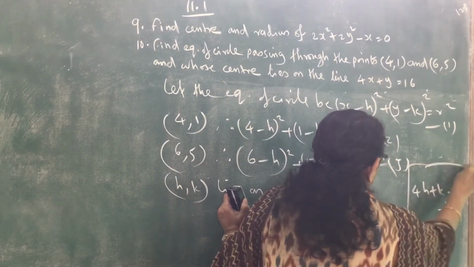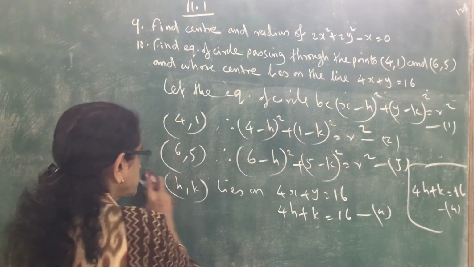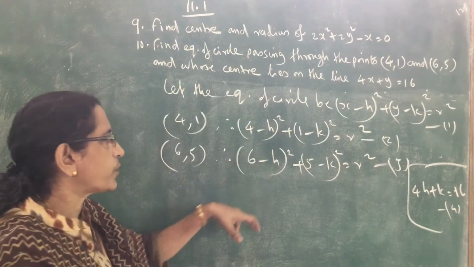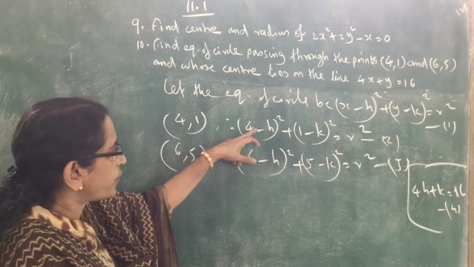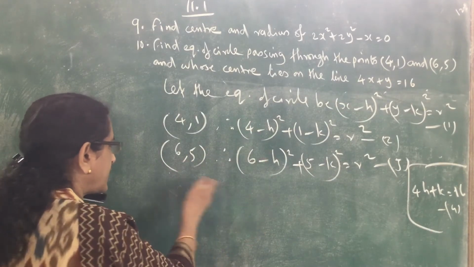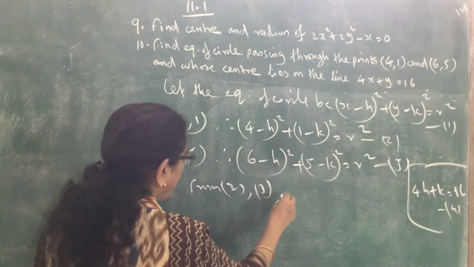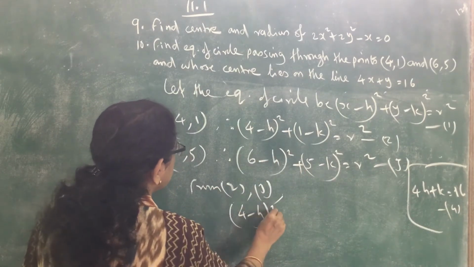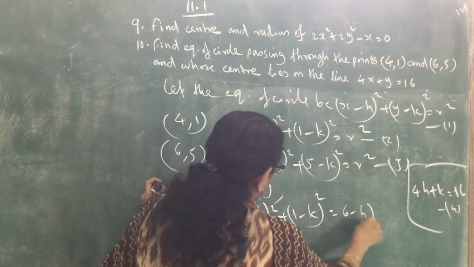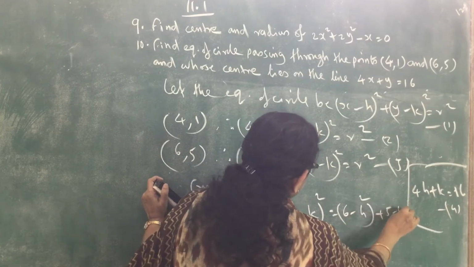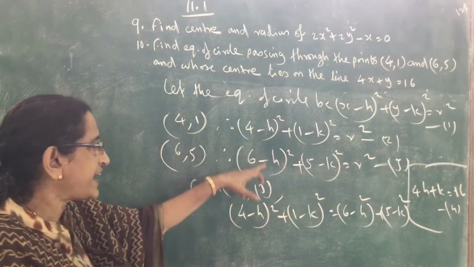Now we use these two equations, equation 2 and equation 3. In these two equations, the right side is r square, so we can equate the left sides. From equation 2 and equation 3, we can write (4 minus h) whole square plus (1 minus k) whole square equal to (6 minus h) whole square plus (5 minus k) whole square. Since the RHS are equal, the left sides are also equal.